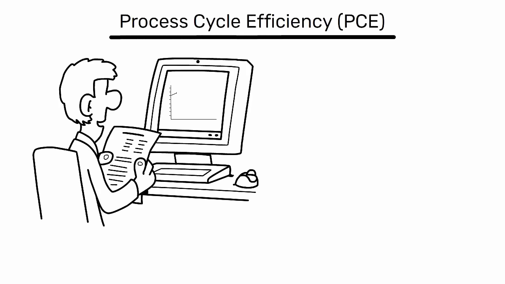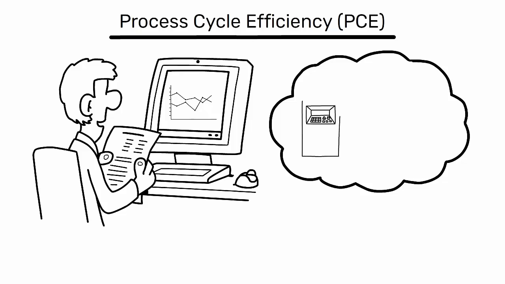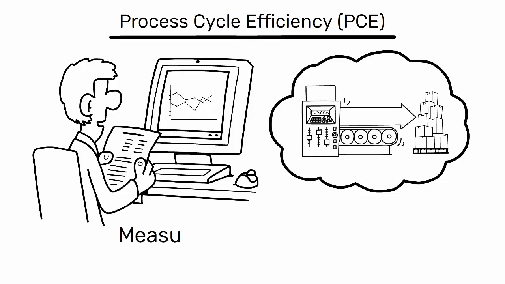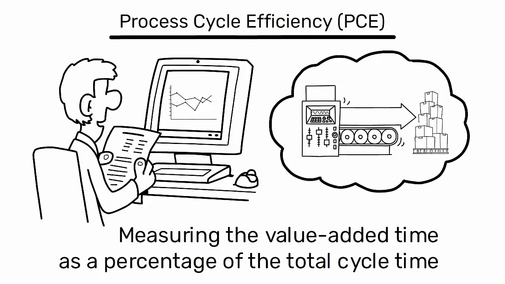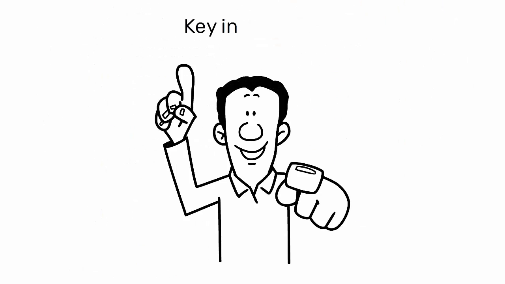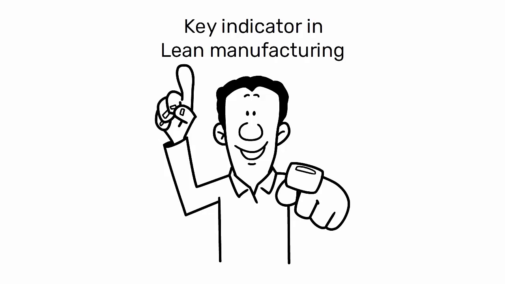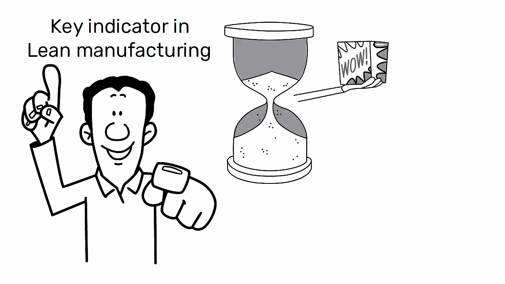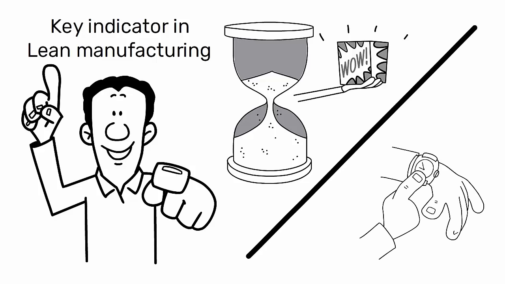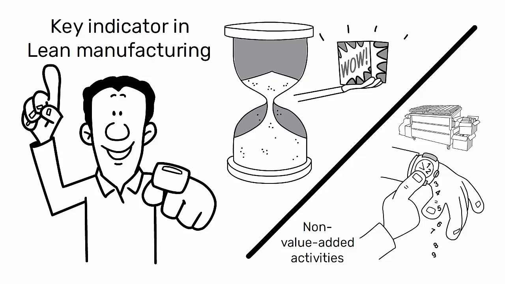Process cycle efficiency, PCE, in manufacturing is a metric used to evaluate the efficiency of a production process by measuring the value-added time as a percentage of the total cycle time. It is a key indicator in lean manufacturing, as it helps identify the proportion of time spent on activities that directly contribute to the end product versus the time spent on non-value-added activities, which are considered waste.